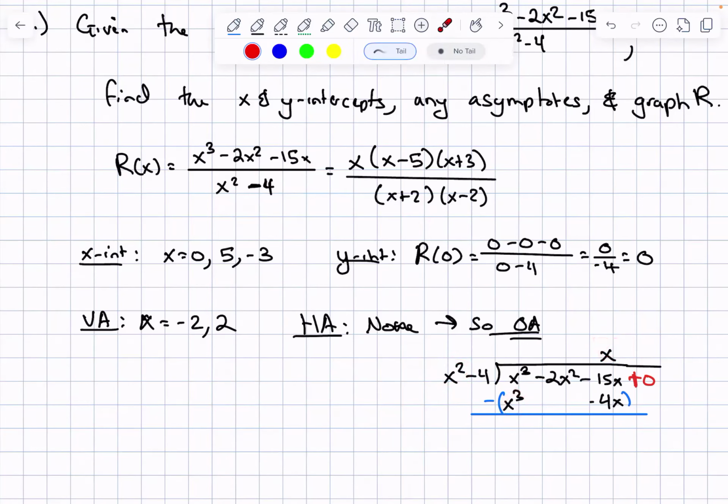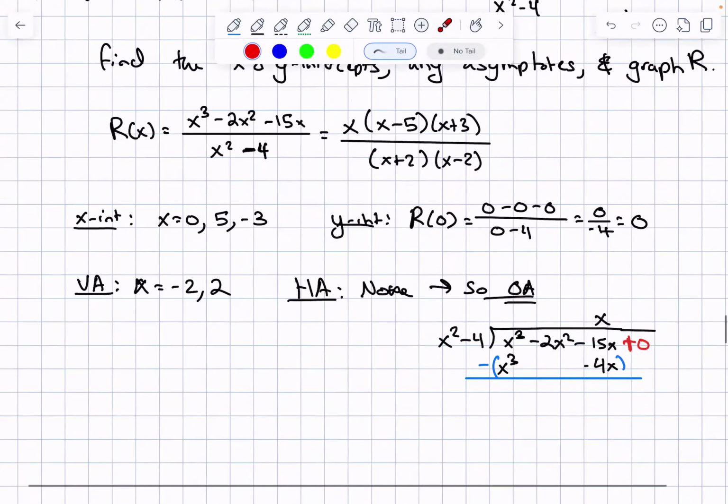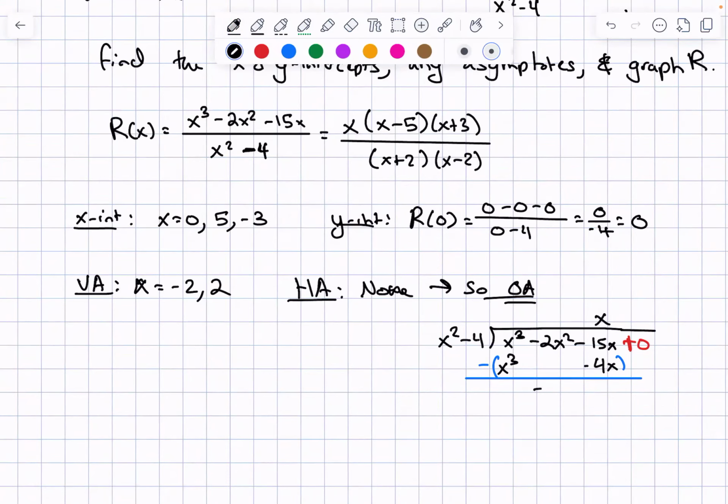Because x times x squared is x cubed. x times negative 4 is negative 4x. And then we'll bring down the negative 2x squared because nothing got subtracted from it. And then it's going to be minus 11x and then plus 0. We don't even really need to write it, but either way. And then we ask ourselves, how many times does x squared go into negative 2x squared? And it goes into it negative 2 times. And we get a negative 2x squared plus 8. And we subtract this.